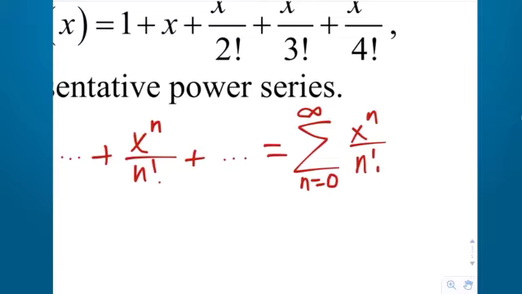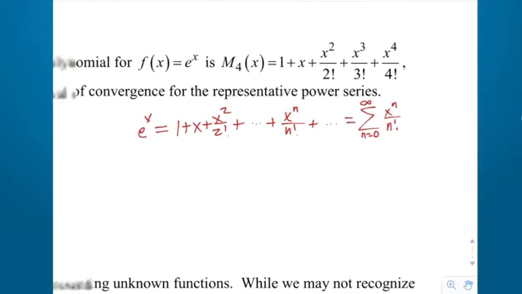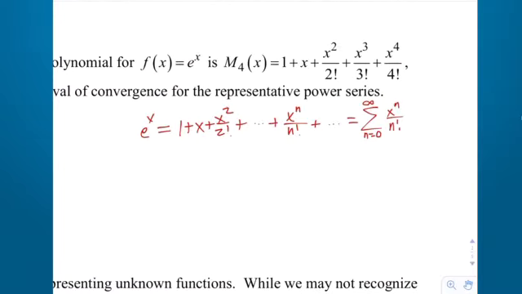Okay, so it's a little bit more of a burden when we're writing it in sigma notation. But those now are exactly the same. So here's what I want to know. And I guess we'll have to pick up here after lunch.